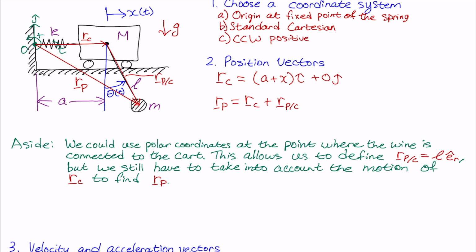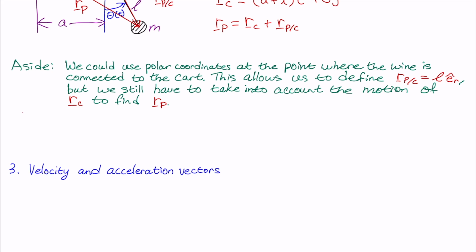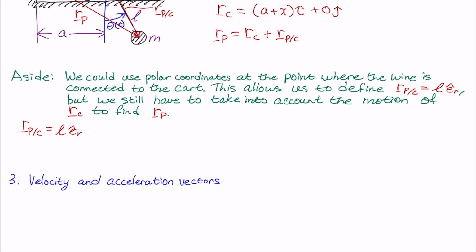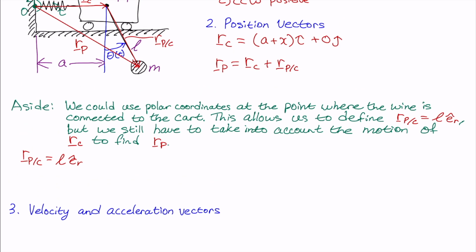We get L e hat r. However, we were going to end up needing to break that up into Cartesian coordinates anyway. In fact, let's just do that right here. So we're going to say R P slash C is equal to L e hat r. And I don't have any space to do it right here, so I'm going to go back up top and we're going to draw our position vectors.